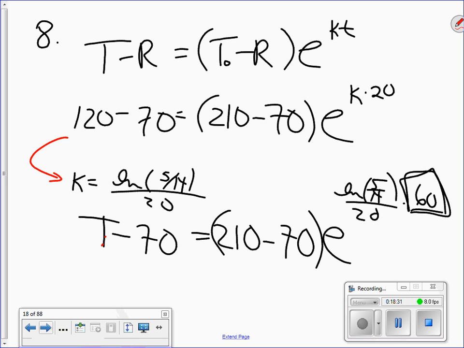Does anyone want me to go over this one, or do you get this one? So you get the K, and then you can figure out what T is when the time is 60. It's always about getting that value K first. You got to get the K first. All right, I don't want to bore you with it if you know it, because you guys seem like you do.